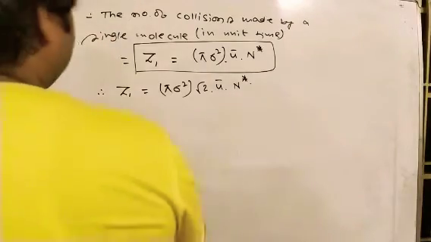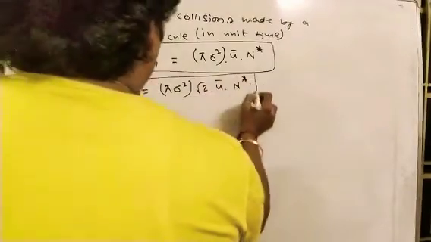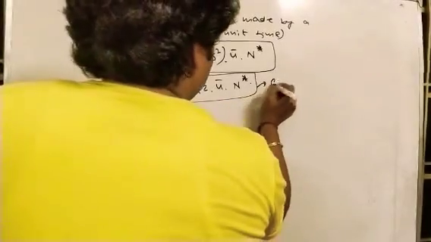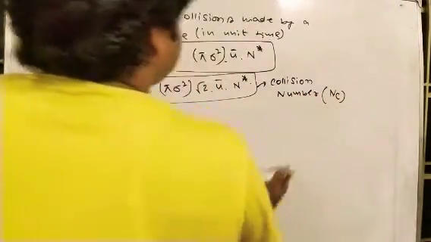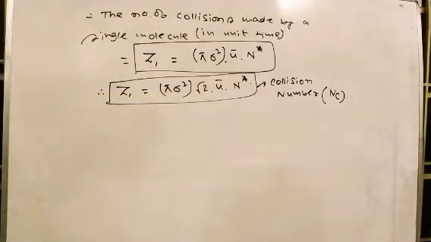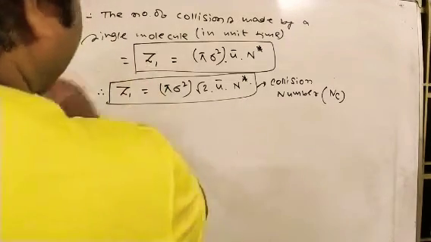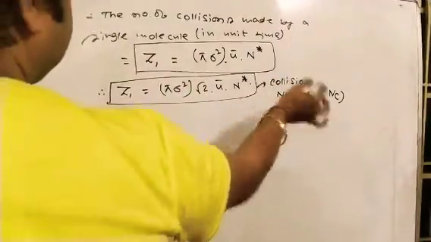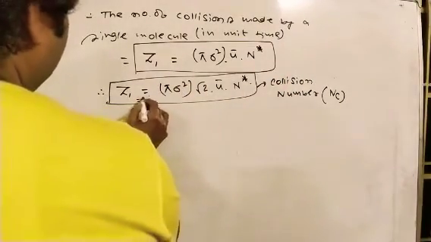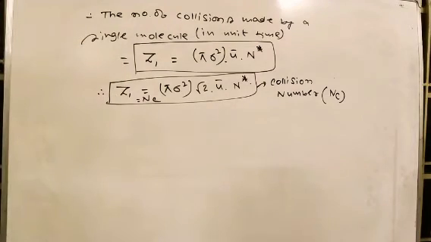Now this is the collision number. So I can say this is your collision number. In most of the cases, this is given by the symbol NC. That is not a very well-known symbol, but generally we can give this as NC. And collision frequency is given by the value Z. So as I have given here Z1, you can also consider that to be NC.